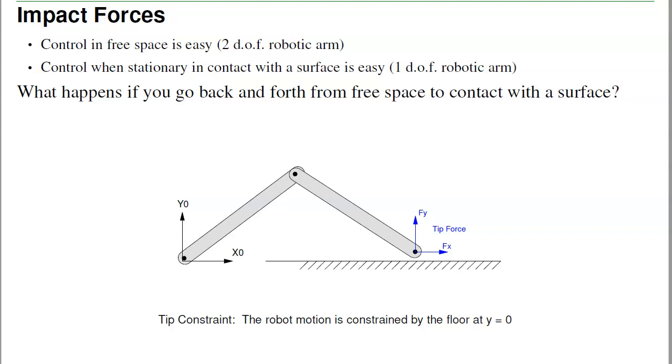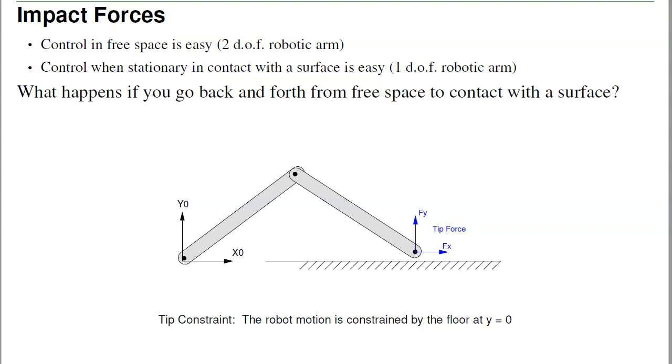Now, where we are at this point, given a robot, it's fairly easy to control it in free space. I just use XY control using Jacobians. I can use PID control using joint angles. With Lagrangians, I can calculate the dynamics. If I have a robot in contact with a surface, it's fairly easy to control as well. I lose a degree of freedom, but then the tip force is just related to the Jacobian transpose.